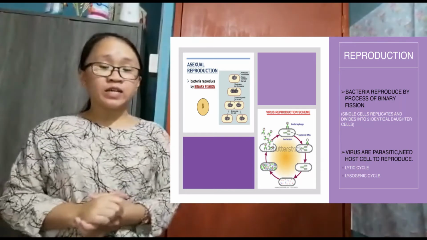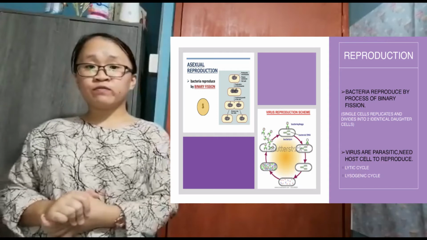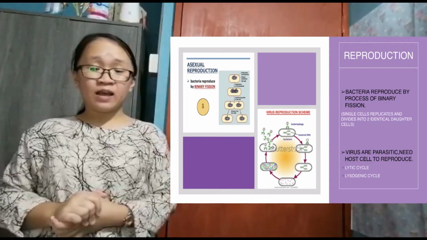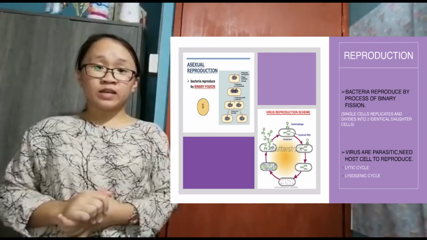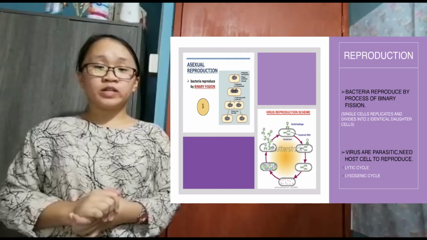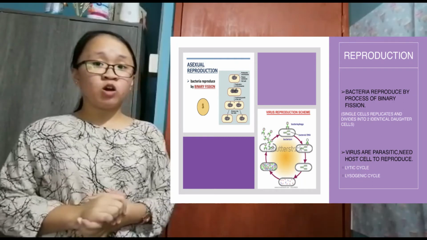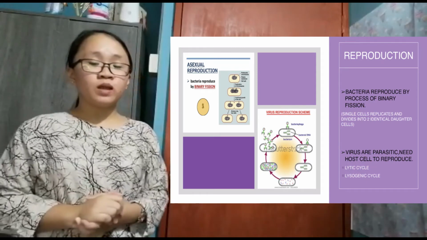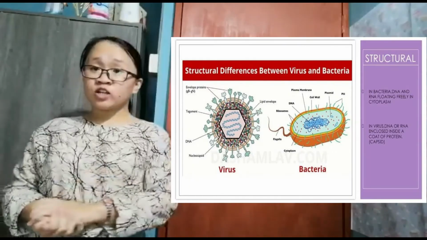Basically, the lytic cycle is a rapid process where the virus will destroy a host cell, which undergoes lysis. Meanwhile, the lysogenic cycle is a process where the virus will insert its genome into a host genome and make multiple copies of it.